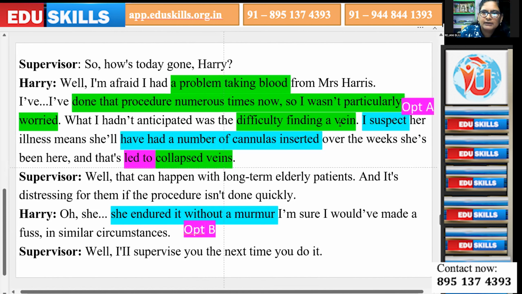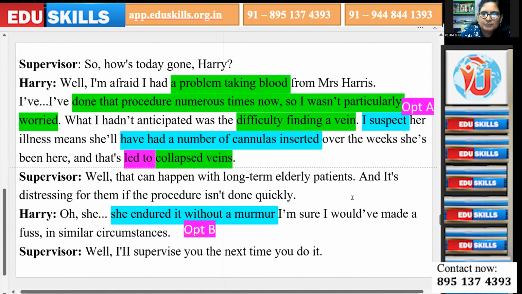Difficulty finding vein, that is the problem. See what was the reason. They are telling that it was because of the continuous insertion of the cannula. Veins collapsed. So collapsed vein is the reason, right?